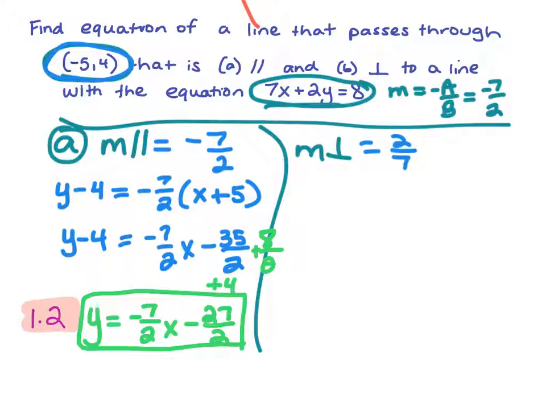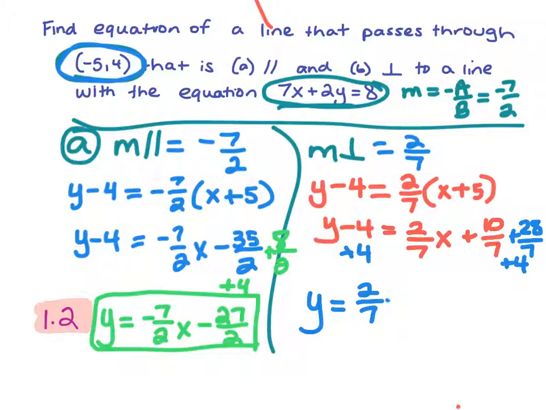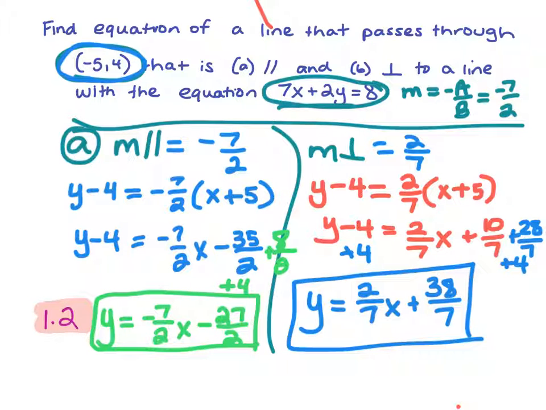So then if I'm dealing with the perpendicular side, still y minus y1, which is 4, equals, now my slope is 2/7. X minus a negative 5 becomes plus 5. So then y minus 4 equals 2/7 x plus 10 over 7. And then I've got to add the 4. And 4 is the same thing as 28 over 7. So I get y equals 2/7 x plus 38 over 7. And you can leave it improper as long as it can't be reduced.